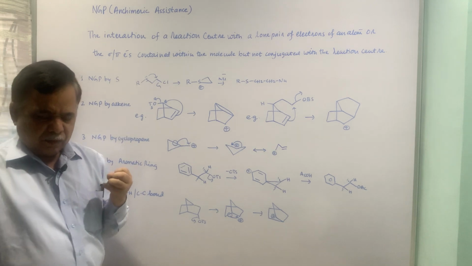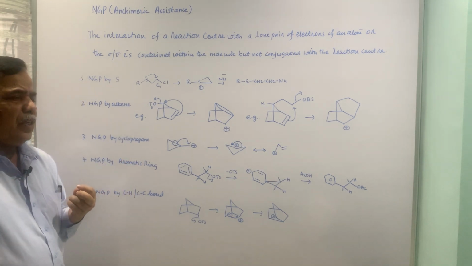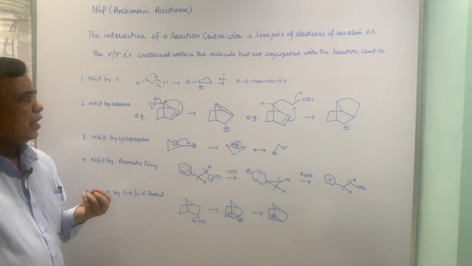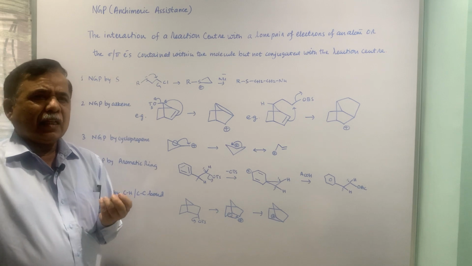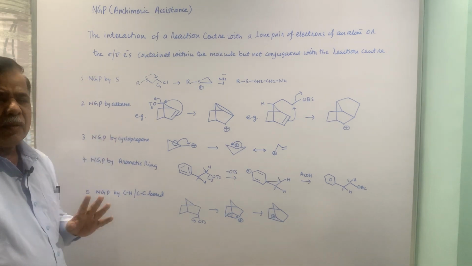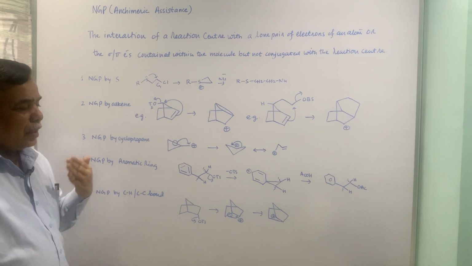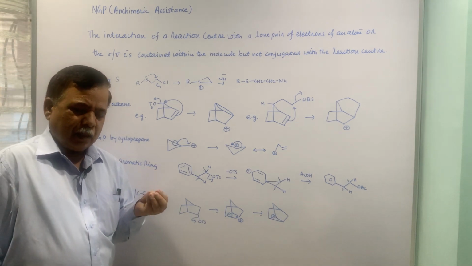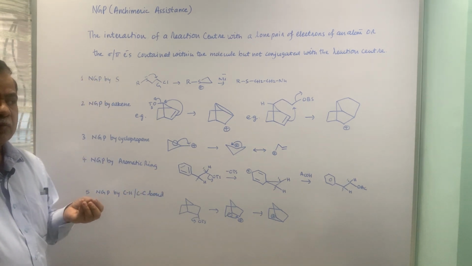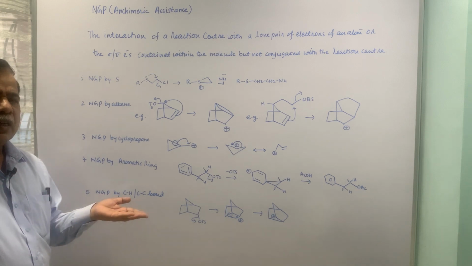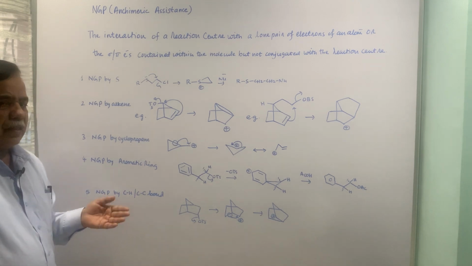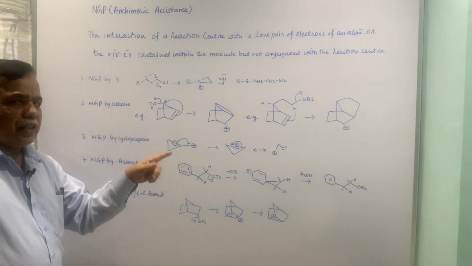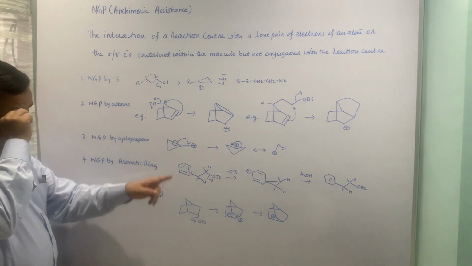Now, what is the significance of this neighboring group participation? When SN1 and SN2 reaction rates were studied, in some cases they found that the rate is extremely high, and that can be attributed to this kind of neighboring group participation. In some reactions, nucleophilic substitution is expected to give inversion of configuration, but in most of the cases retention of configuration is the result, and that can be explained on the basis of double inversion, that is retention.